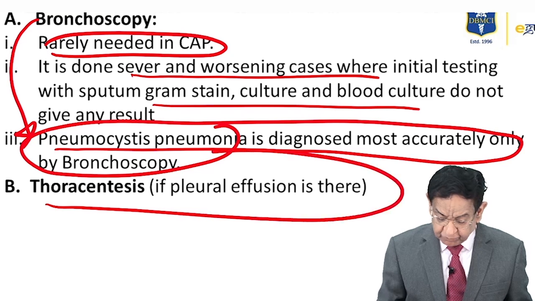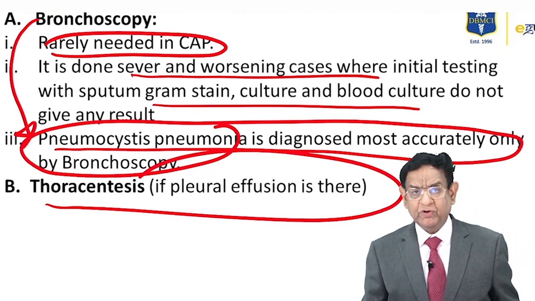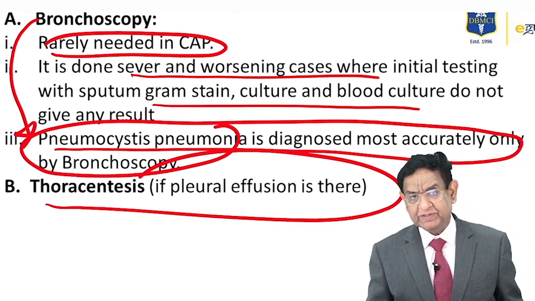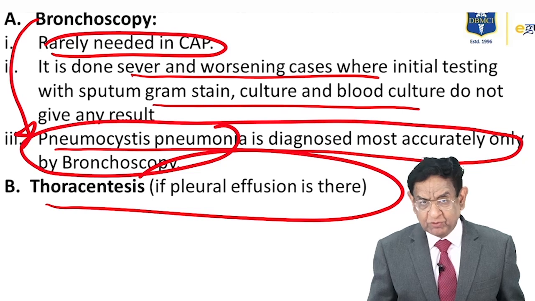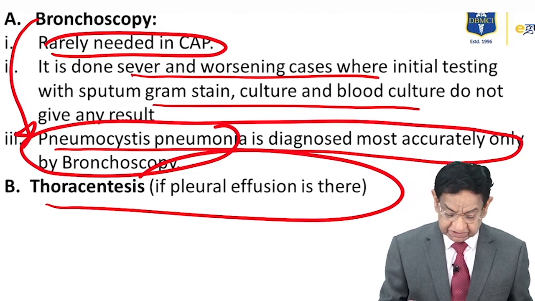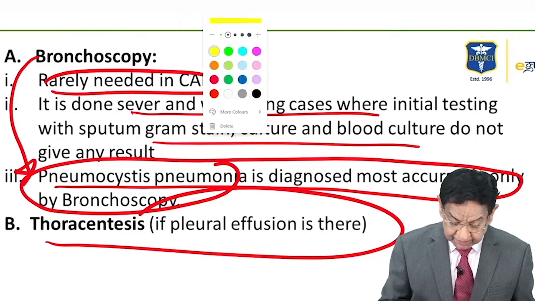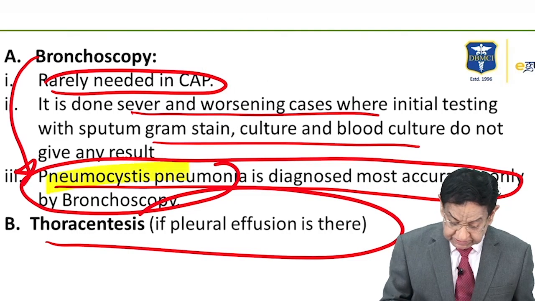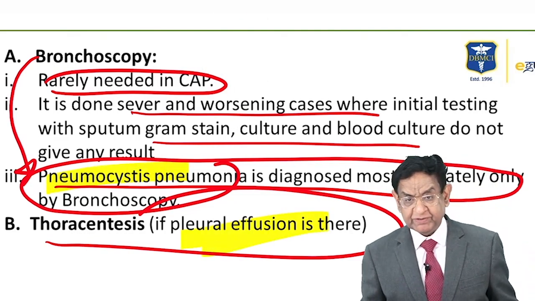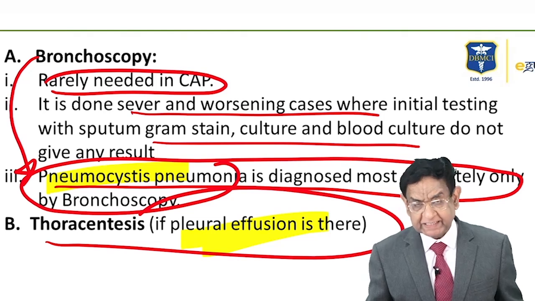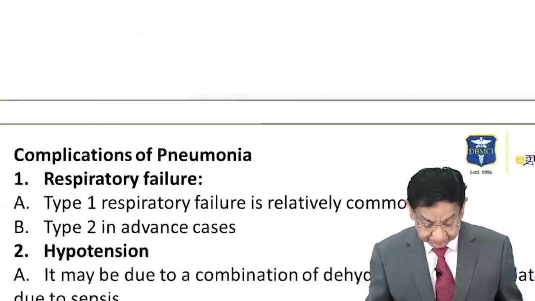Thoracentesis: if pleural effusion is there, then we can go for aspiration of the pleural fluid, and you can look for the cytology and biochemistry. So in this particular slide, there are two things to remember: pneumocystis, and if pleural effusion, then we can go for pleural aspiration. Two keywords.